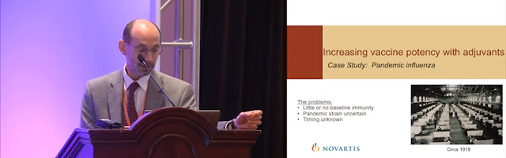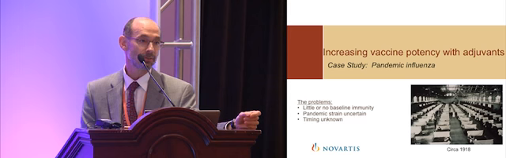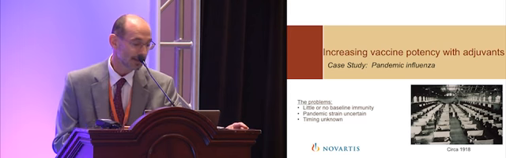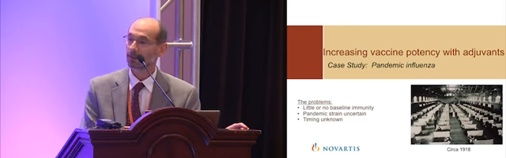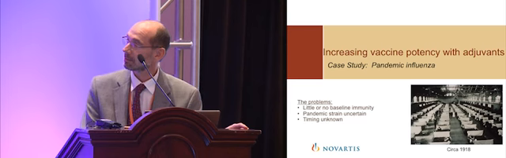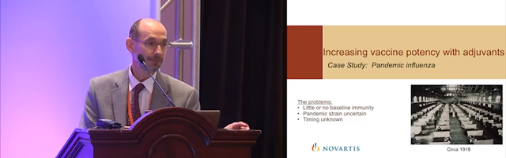The second area is increasing the potency of a vaccine. And as an example, I'd like to use pandemic influenza because there's a particular problem here. Unlike seasonal flu, people have not been exposed to pandemic influenzas, particularly the avian influenzas. Therefore, there's no baseline immunity.